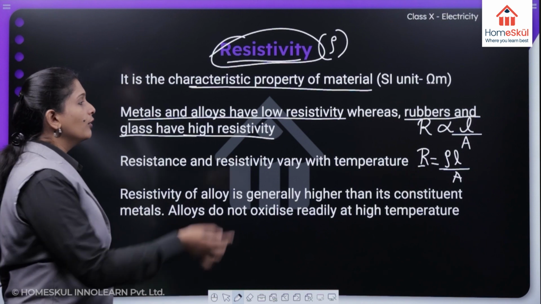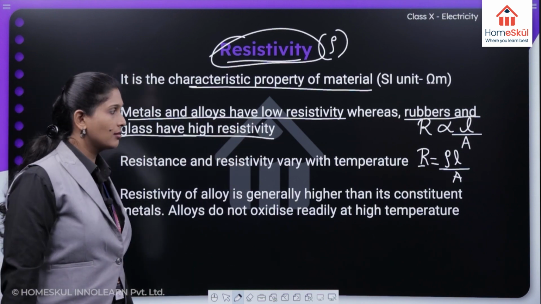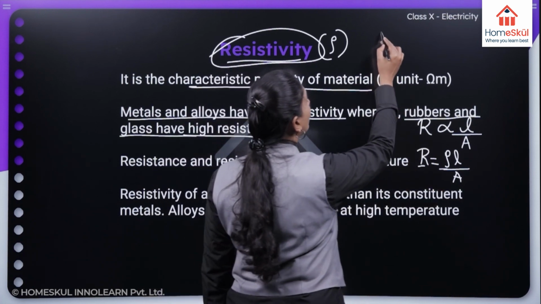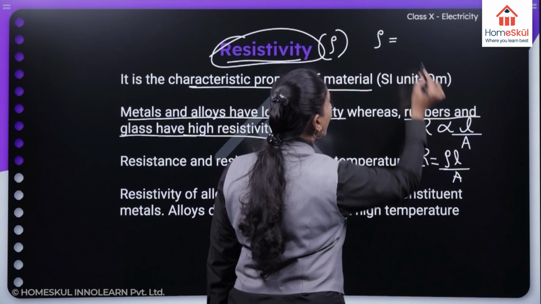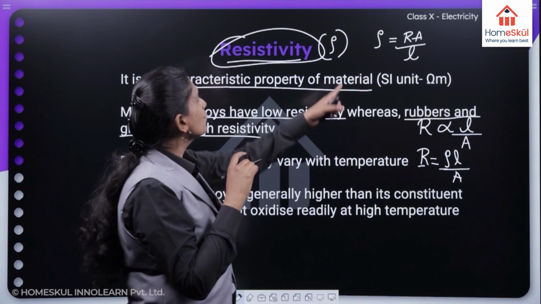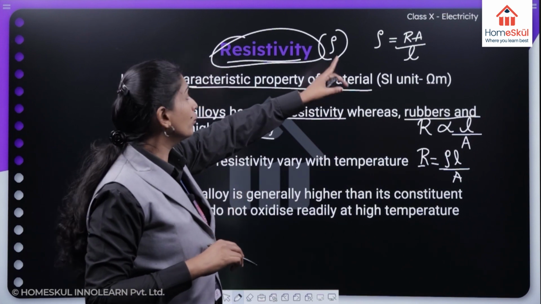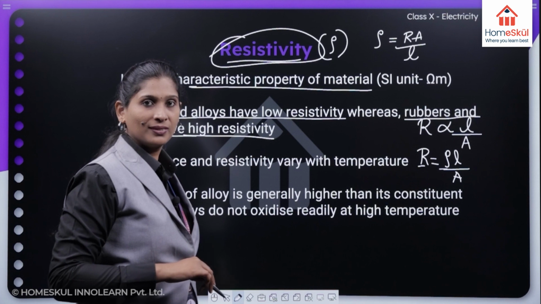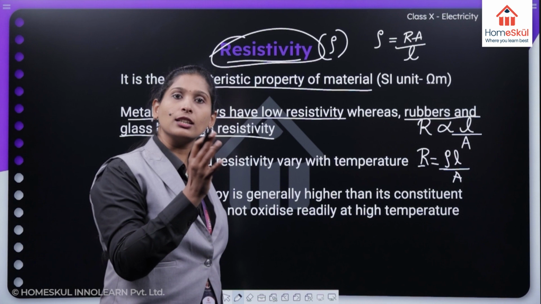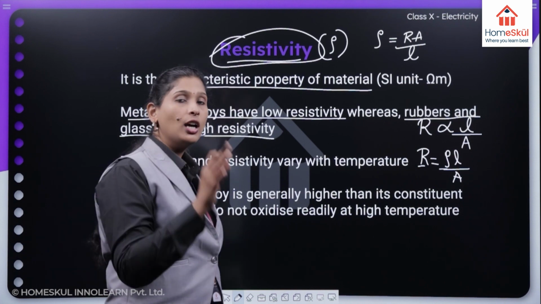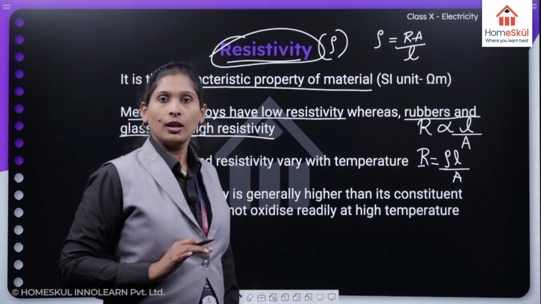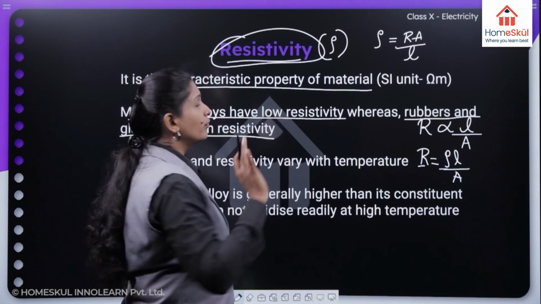Now we know the equation for resistivity from this. What will it be? R is equal to rho L by A, or rho is equal to RA by L. This would be the equation for rho, the resistivity. Now you got the constant rho. That is a material property that we know, and it has a low value for metals and alloys and a high value for rubber, plastic, glass, etc. And we got the equation for the same.